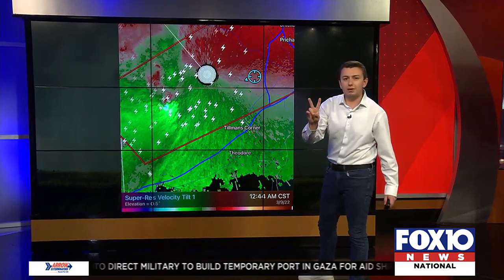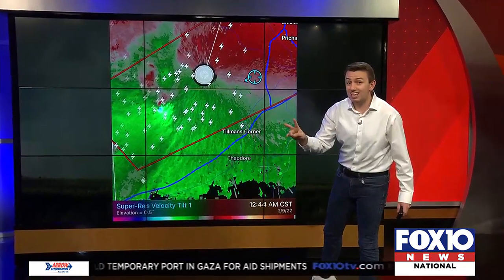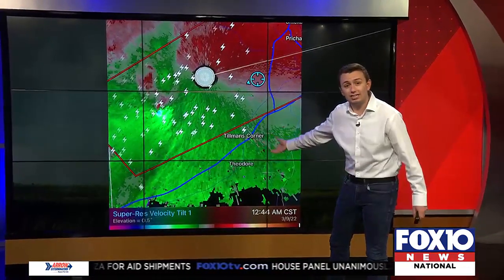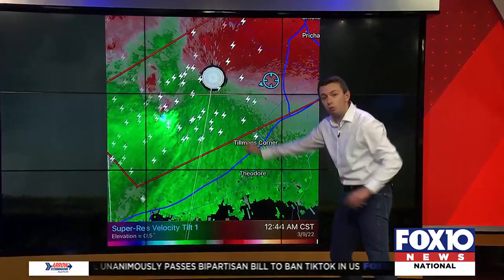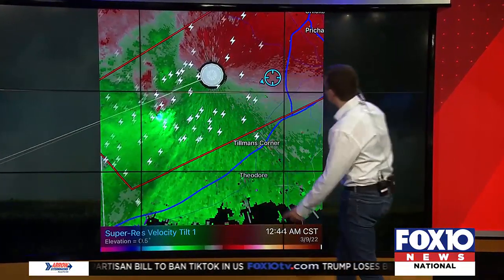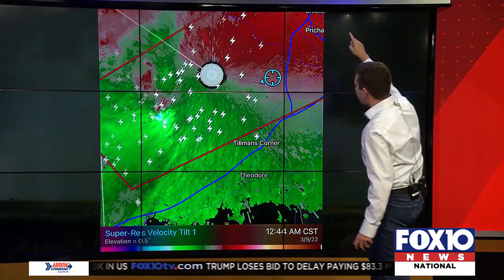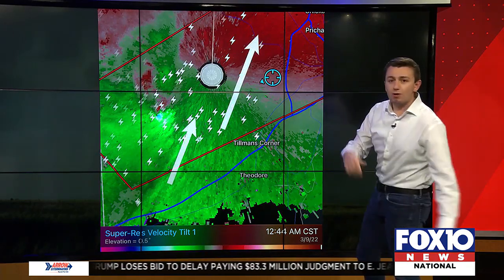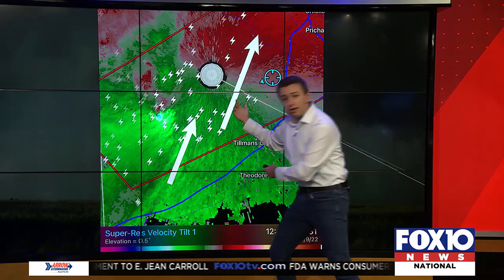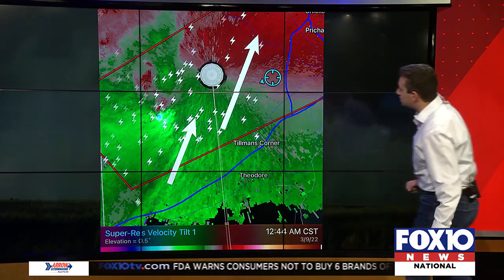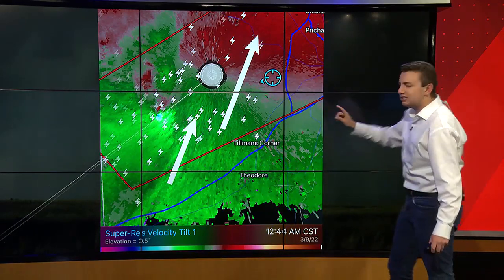There's two colors that we use to display velocity. These are the direction that these particles that the radar is seeing are moving. Green is towards this dome, towards this radar site. And then red is away from this radar site. So when I put the arrows on to indicate the motion, you can see all these green particles are moving directly towards the radar.